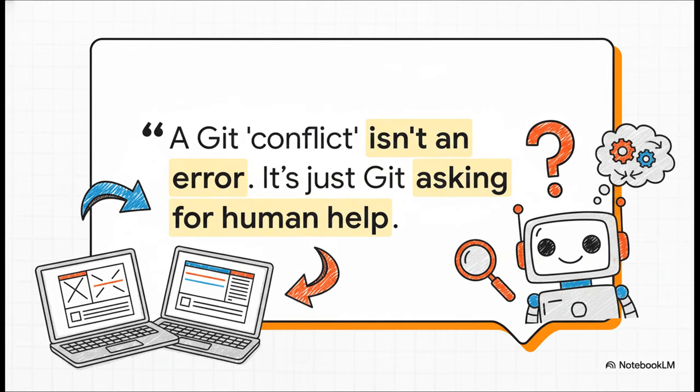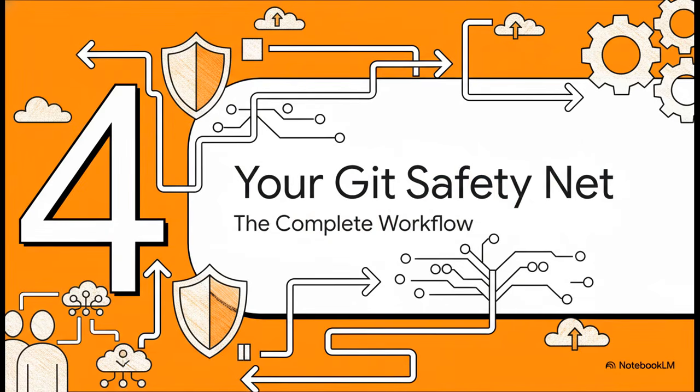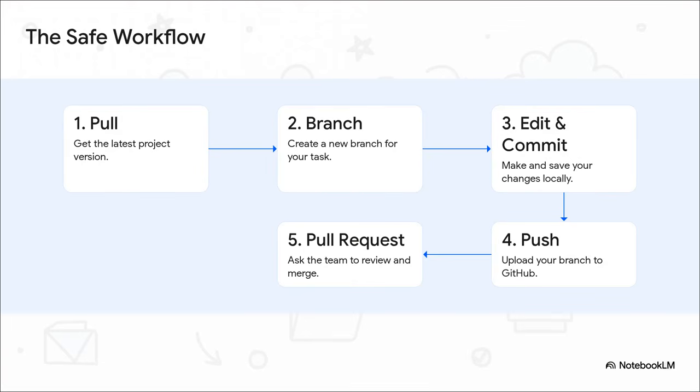It's that easy. So let's put all of this together into a complete, safe workflow that you can follow every single time to collaborate smoothly with your entire team. Here it is, the whole shebang. Step 1, you always pull to get the latest version from everyone else. Step 2, create a new branch just for your task. Step 3, do your work, make your edits. Step 4, commit your changes locally with a clear message. Step 5, push your personal branch up to GitHub. And finally, step 6, you open a pull request. This is just a formal way of asking the team to review your work and merge it into the main project. Follow these steps and you'll be working like a pro.